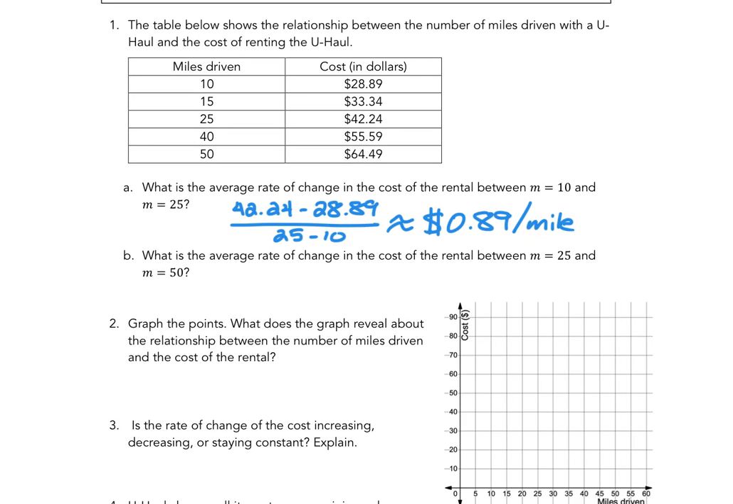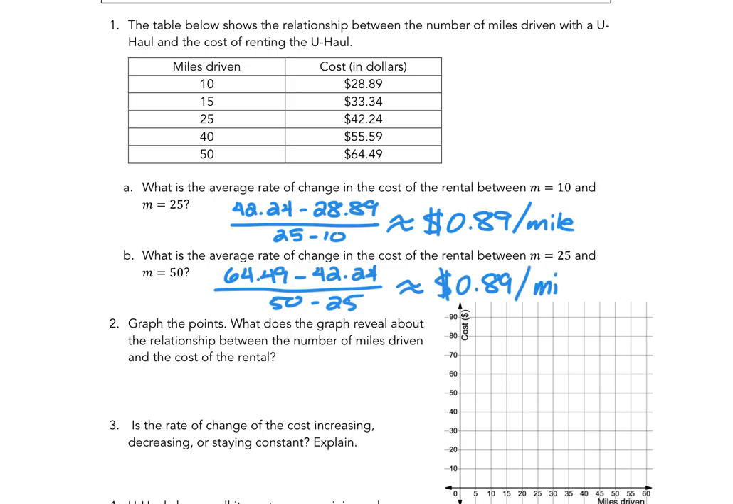What is the average rate of change between 25 and 50? That would be here and here, same sort of setup. 64.49 minus 42.24 all over 50 minus 25, and that ends up being about the same thing, 89 cents per mile.